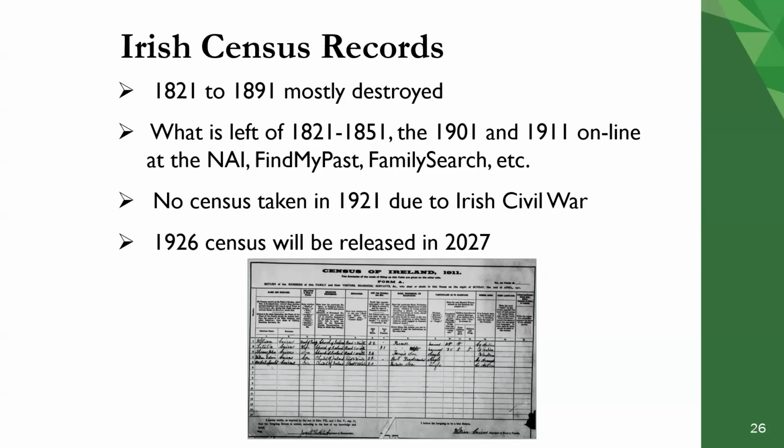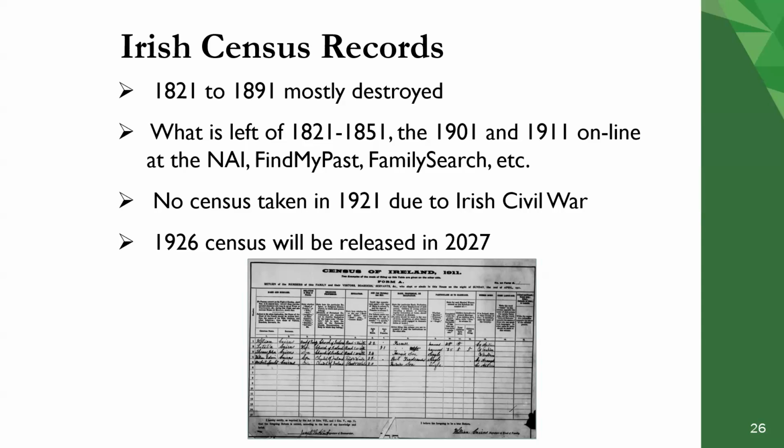England, Scotland, Wales, as well as Ireland always did their censuses every 10 years on the 1. So if they hadn't had an Irish Civil War during 1921, there would have been a 1921 census. But because they were having their Civil War during that time period, the next census won't be until 1926, which will be available in 2027. But as you can see, here's an example of a 1911 page from a census record. It's pretty similar to the US ones.